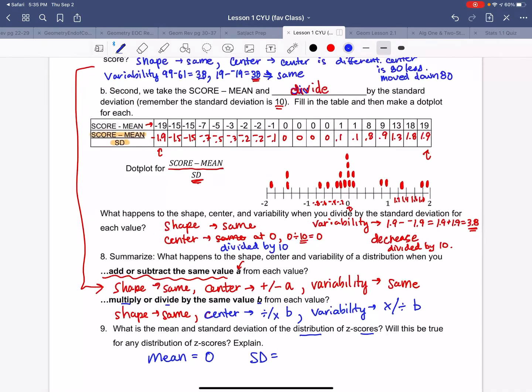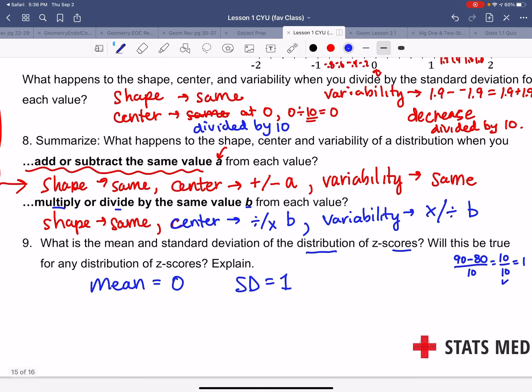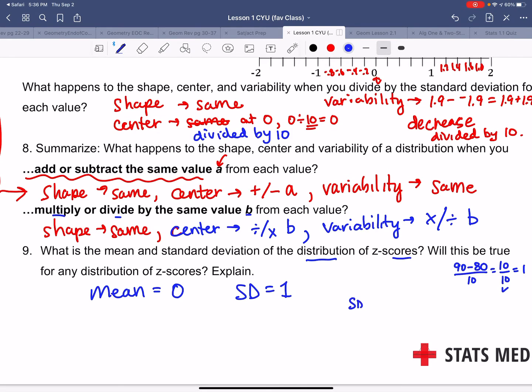And what happens to our standard deviation? Our standard deviation of 10 ends up getting, so if we were off by 10, 10 minus 10 divided by, or what am I doing? Hold on. If we had a standard deviation of 10, so that would have been like you were 90, 10 above the mean of 80, divided by 10, that's what I meant by 10 by 10, would be 1. So all of our deviations have to end up being in terms of the standard deviation, because the standard deviation over the standard deviation would just give you 1, okay?